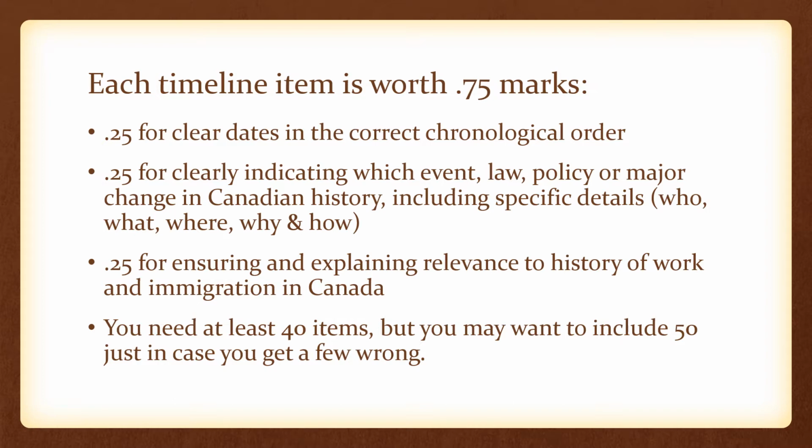And then the last quarter mark is for ensuring that your item is relevant to the history of work and immigration and racism in Canada, and if necessary, explaining why it's relevant to the history of immigration, work, and racism in Canada. All right. And like I said, you need at least 40 items. I strongly recommend you use 50 just to give you a bit of a buffer.